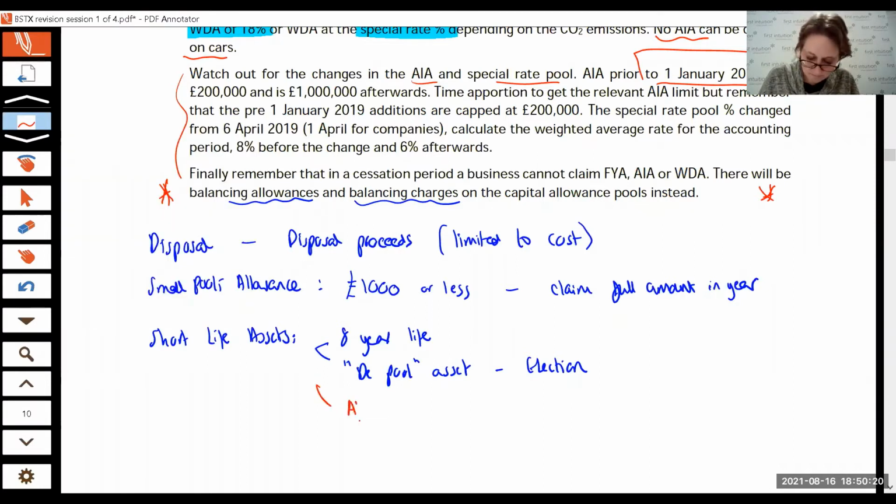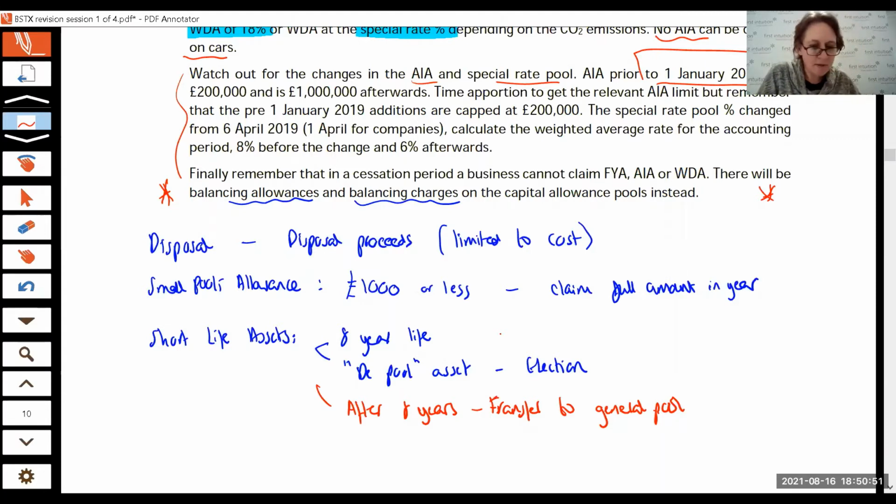Yes. So after the 8 years, if we've still got it, it just gets transferred into the general pool. Absolutely. But the point of the short life asset pool is just to keep the asset separate so we can claim this balancing allowance when we sell it. But yeah, we don't want to make too much of that little section. It is quite a small section, but just be aware of that.